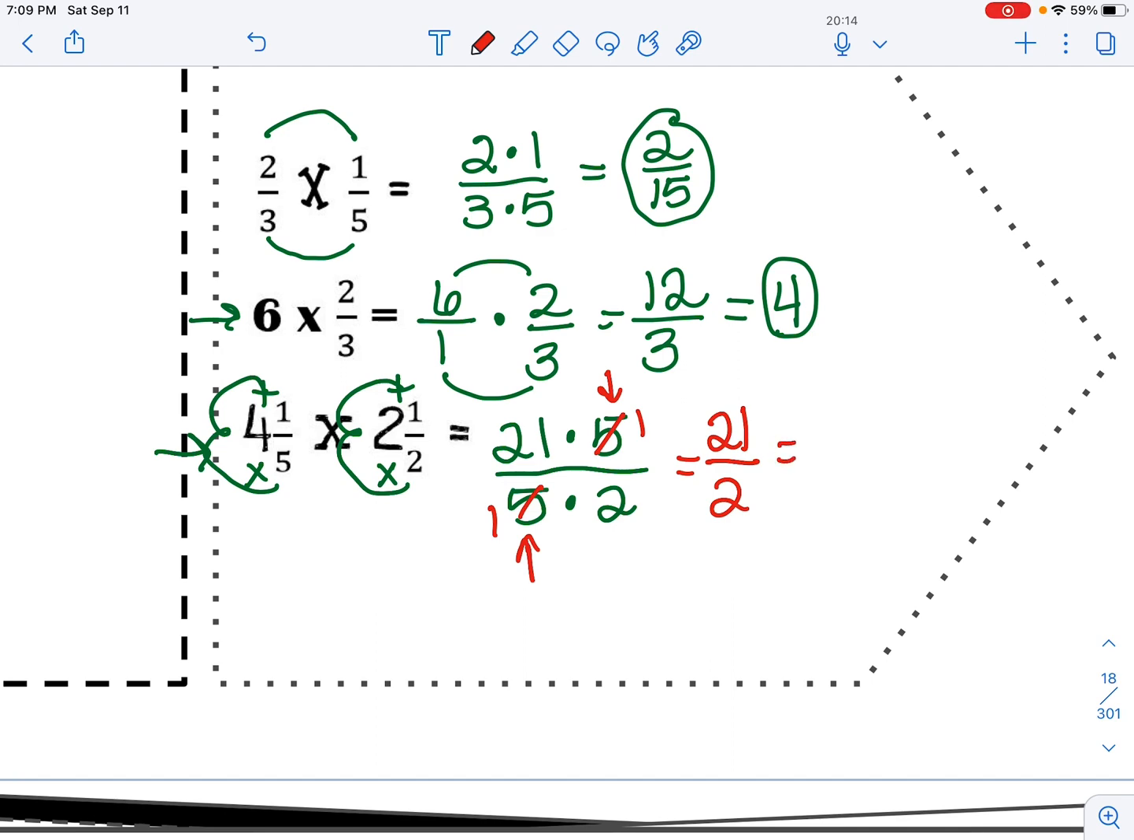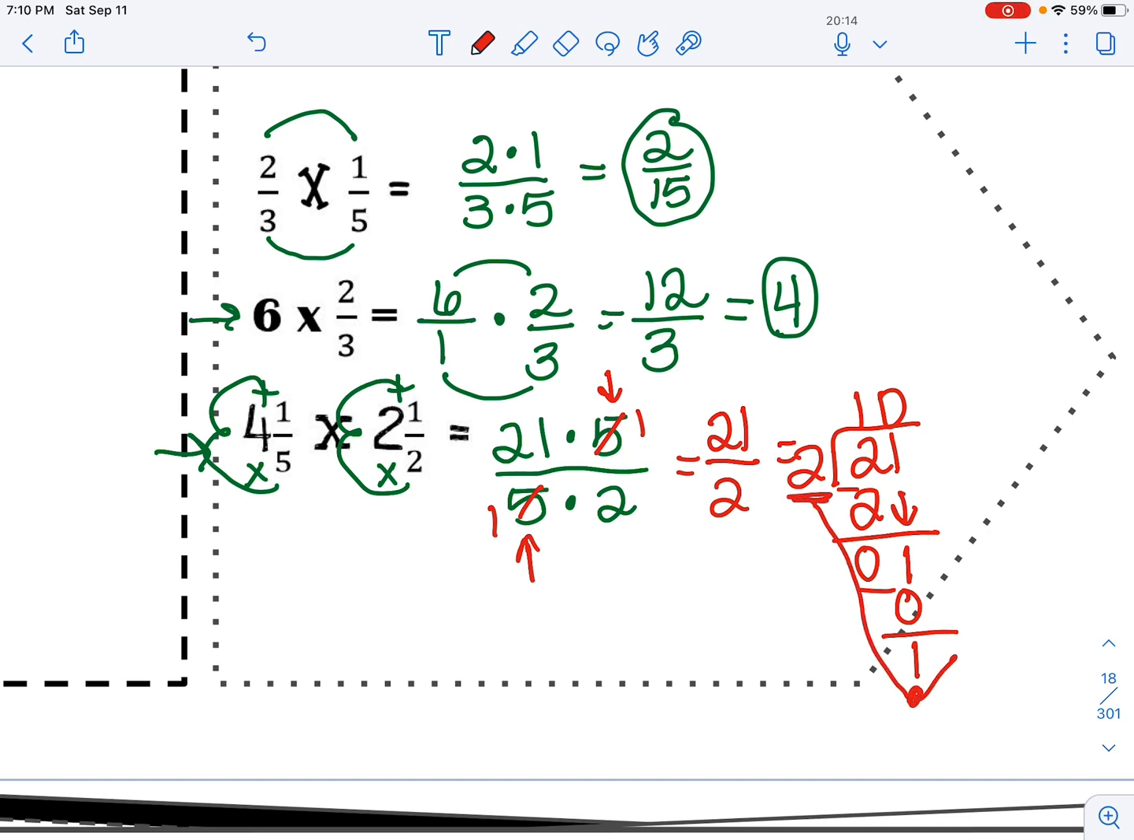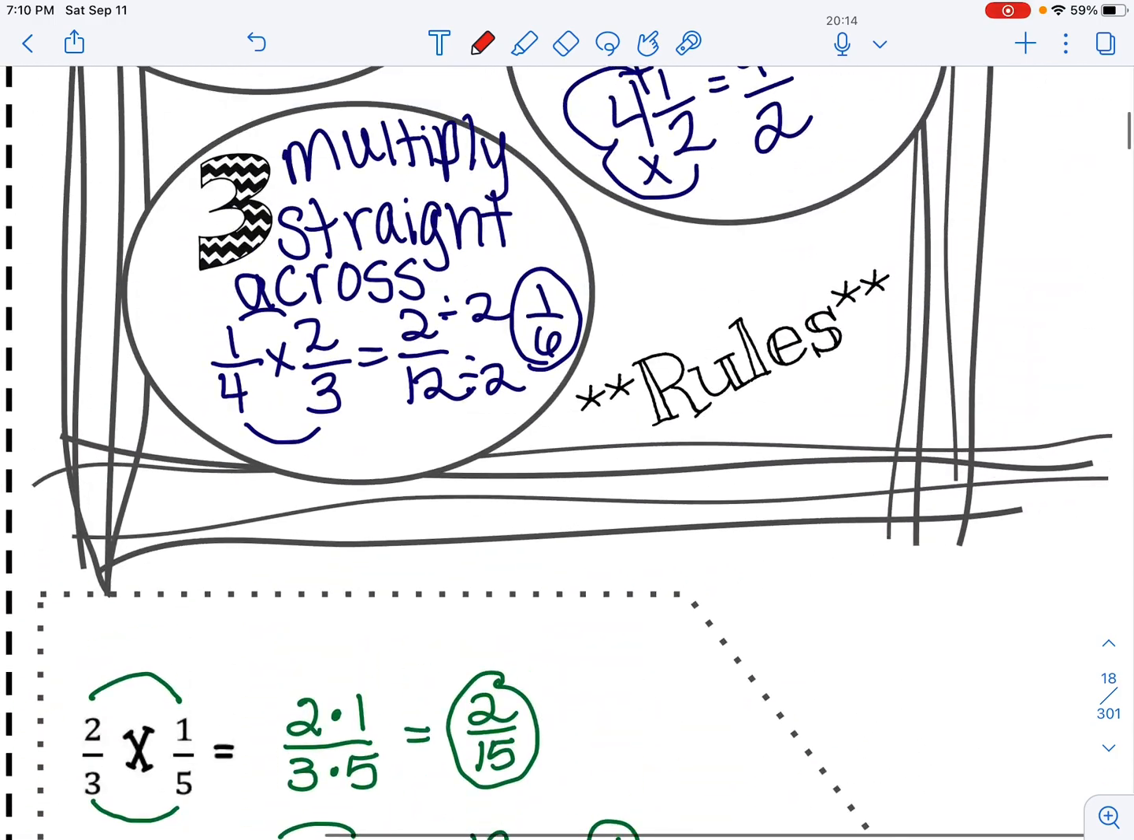Now I need to change that back into a mixed number. So I have 21 divided by 2. 1 times 2 is 2. That becomes a 0. My 1 comes down. 2 cannot go into 1, so that's a 0. 0 times 2 is 0. And my remainder is 1. So since I'm changing it to a mixed number, do my backwards check. New numerator. Denominator stays the same. So my answer is 10 1/2. Good job, Richland Rams. Okay, moving on to the next page.